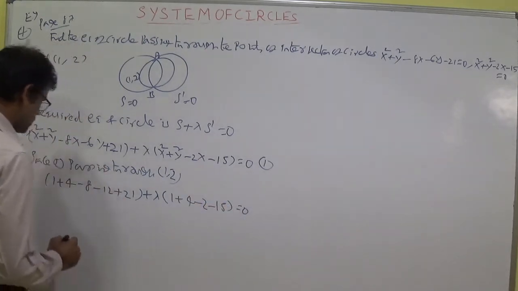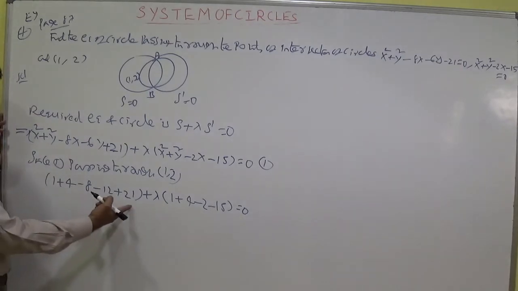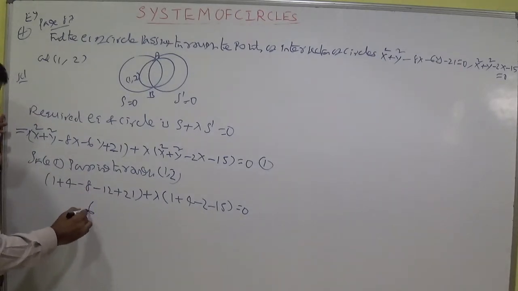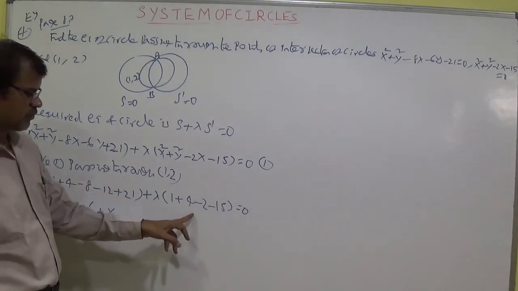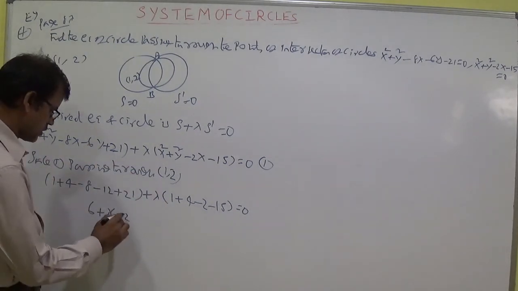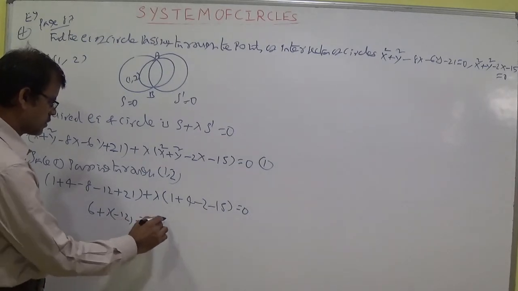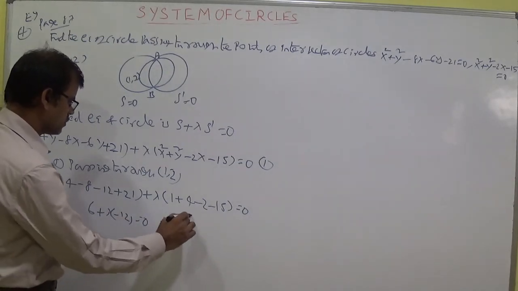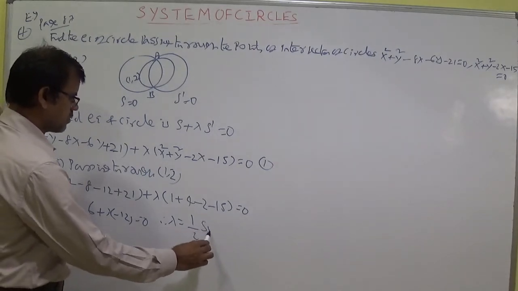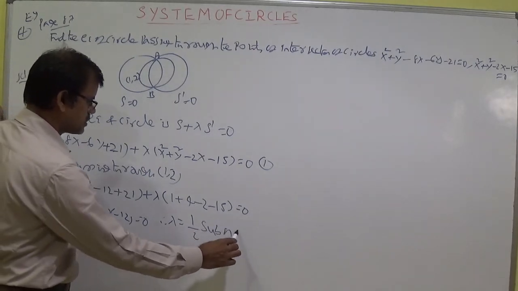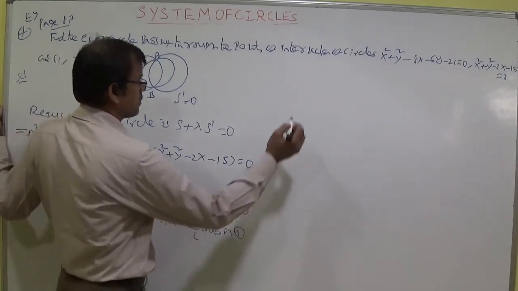1 plus 4 is 5, 5 plus 21 is 26, 26 minus 20 is 6, plus lambda into 4, 5 minus 17 is minus 12. So 6 minus 12 lambda equal to 0. Therefore, lambda is equal to 1 by 2. You can substitute this in equation 1.